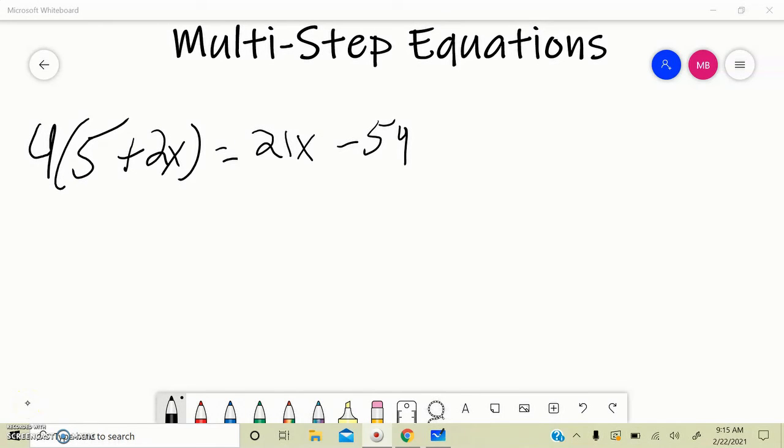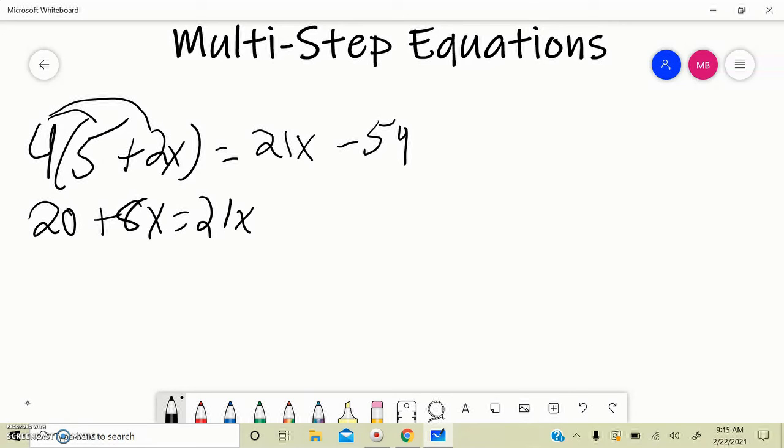And here's one more example of a multi-step equation. So I have 4 times, inside the parentheses, 5 plus 2x, equals 21x minus 54. So again, what I want to do is start with my distributive property. I'm going to do that into both terms inside the parentheses. So I'm left with 20 plus 8x is equal to 21x minus 54.